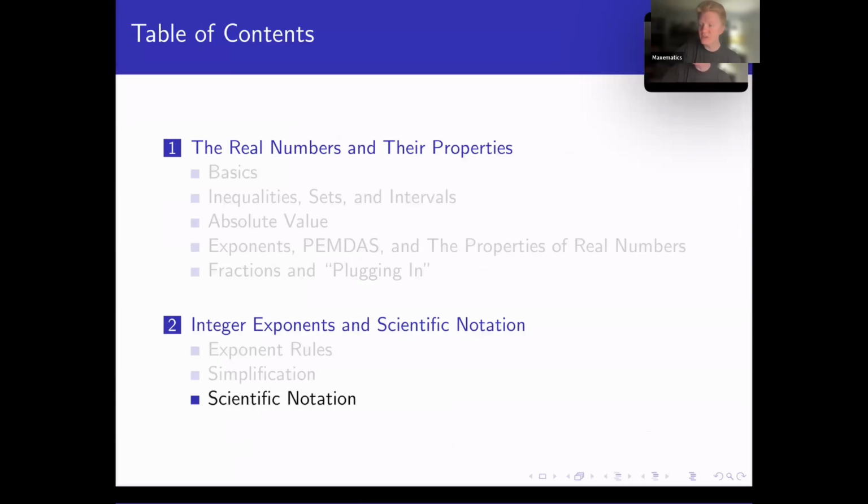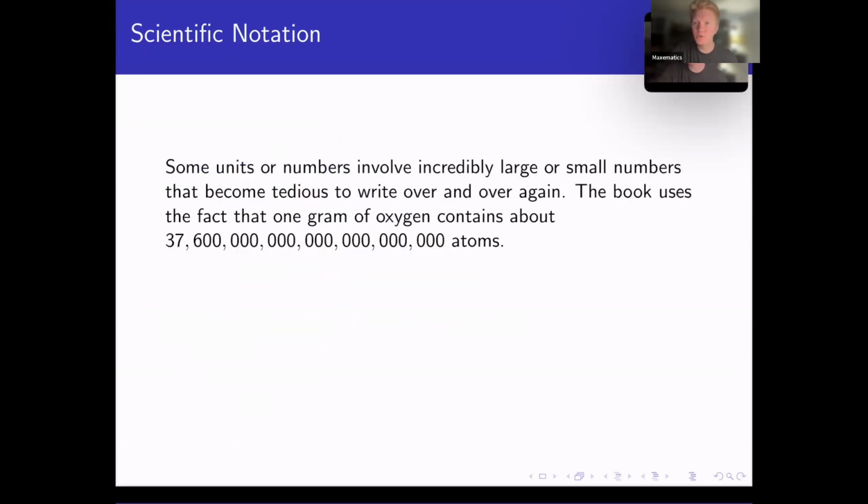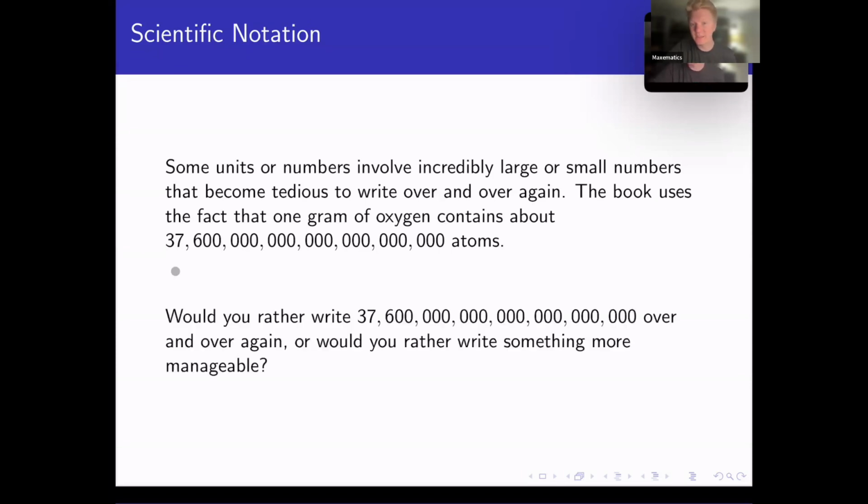Okay, and we're going to finish up P2 with scientific notation. This is not a really long part, but many of you that are watching this might be STEM majors, you might be bio majors, chem majors, and you'll notice that you use very big numbers sometimes, or sometimes very, very small numbers. For example, this is, let's see, million, billion, trillion, quadrillion, quintillion. This is 37 sextillion, 600 quintillion. That's a lot of atoms. But is it efficient to write 37 sextillion, 600 quintillion over and over again? Or is there an easier way?